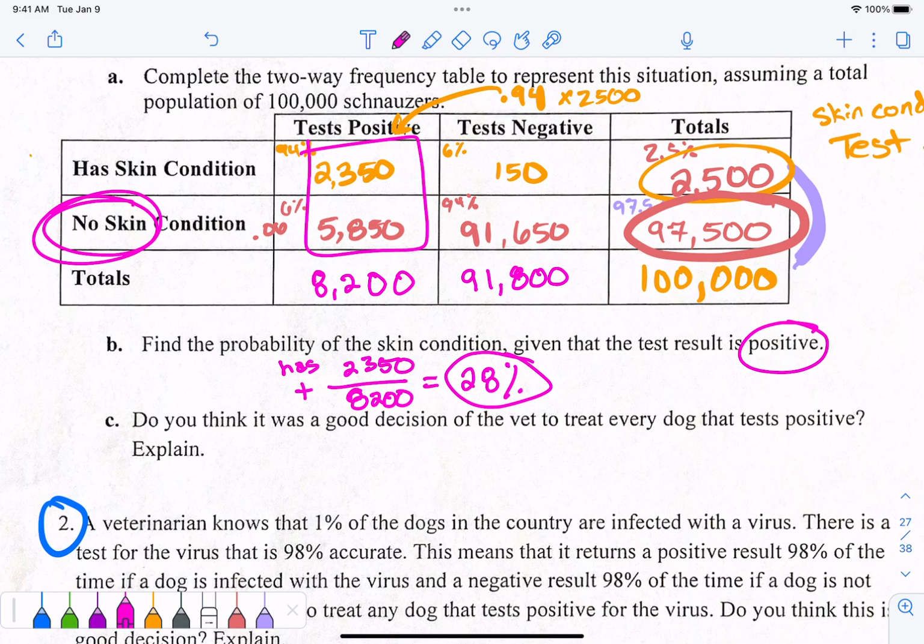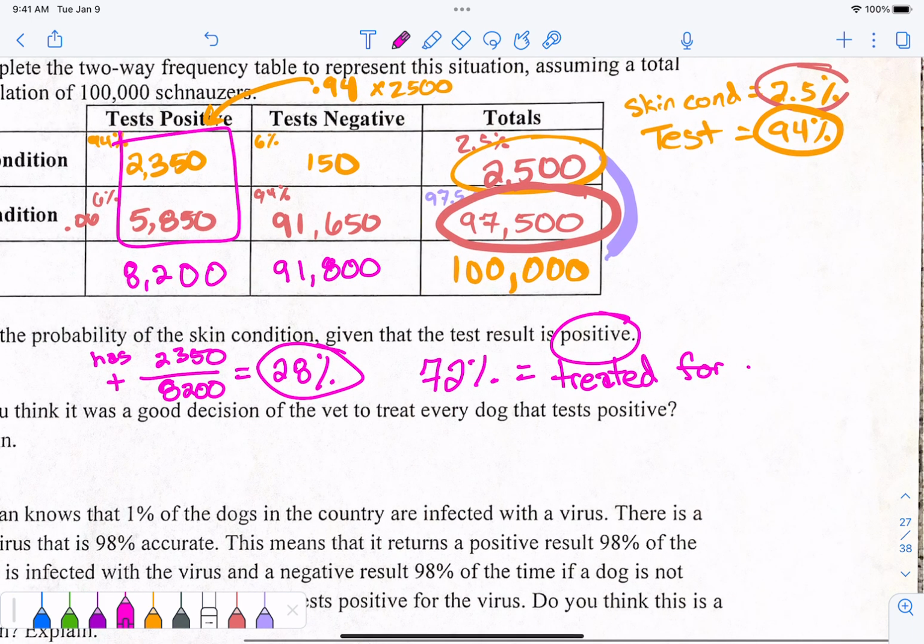What's happening to this 28%? They're getting treated, and do they have it or not? So these are getting treated like they're supposed to, which means that what percent are getting treated when they don't need it? 72% equals treated for nothing. Did that also happen with COVID? Probably. Okay, they're treated for nothing. They're getting the treatment that they don't actually need.